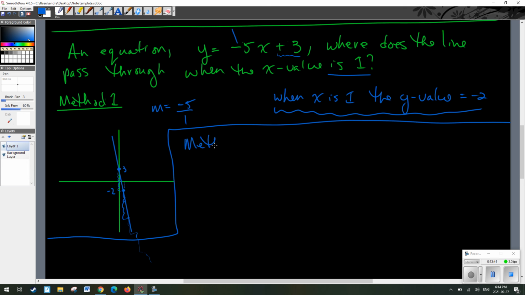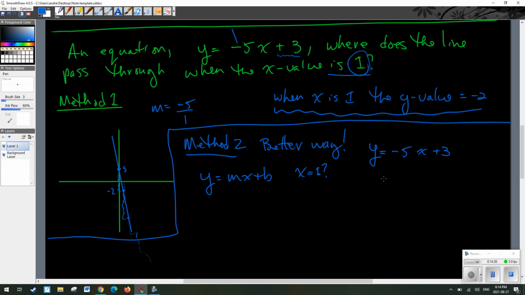Method 2 is the better way. And that is, of course, to observe that an equation, y equals mx plus b, is simply a machine that takes x values as inputs. So I want to know when x equals 1, what is going to happen to my equation. The equation I'm using is y equals negative 5x plus 3. So it's going to be negative 5 times 1 plus 3. I'm just going to substitute this x value of 1 into the equation.